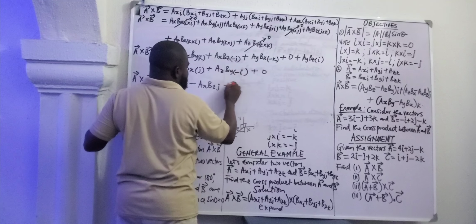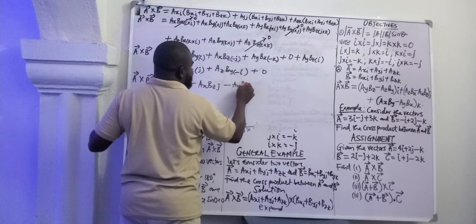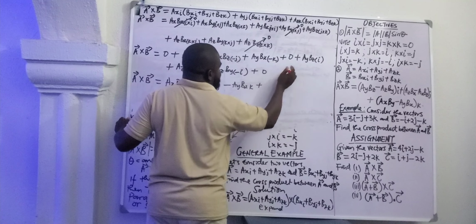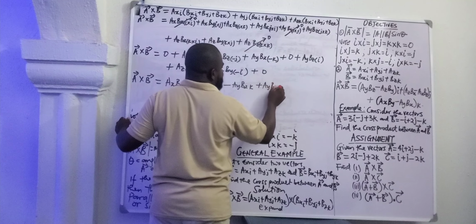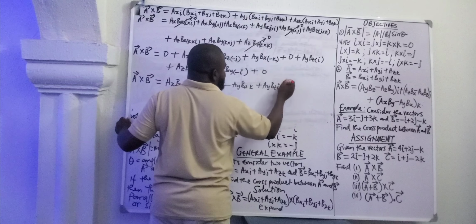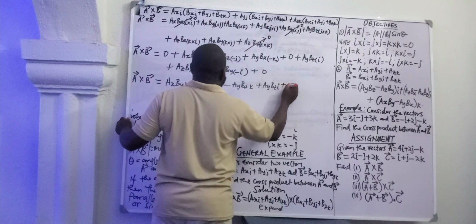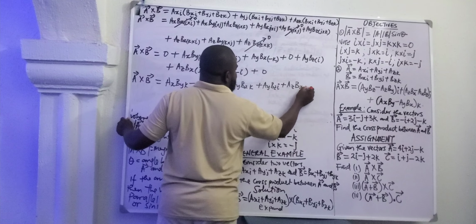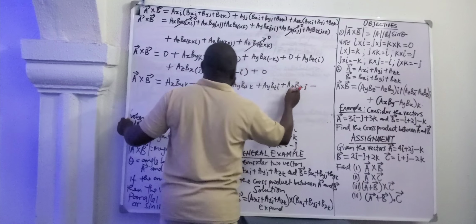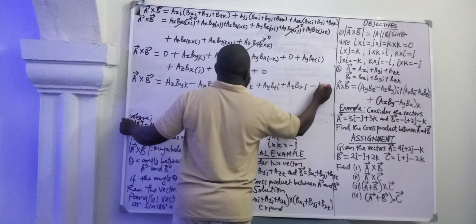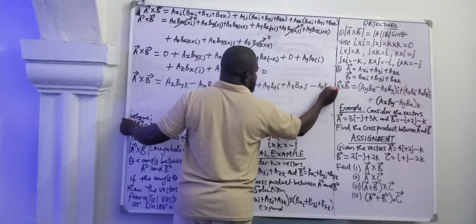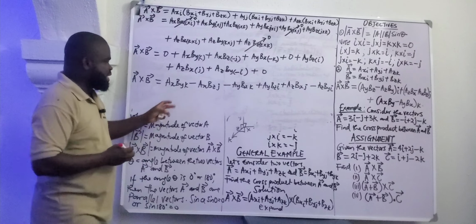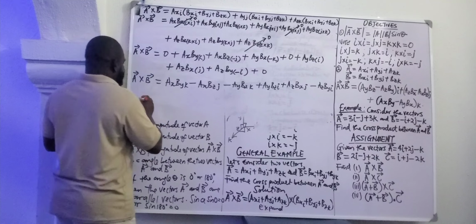This minus ay bx k. And then this will give me plus ay bz i, plus az bx j and minus az by j. So I will bring all the unit vectors that are similar together, starting from the i's.